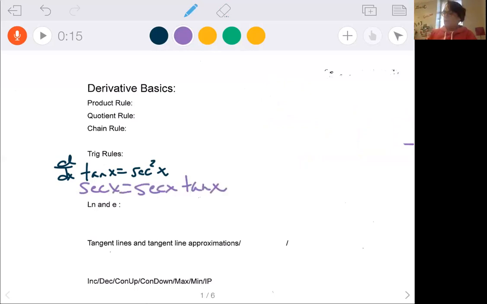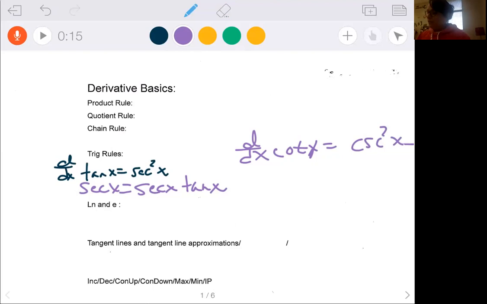Remember the cofunctions we didn't memorize, but they were what you thought they should be, except they had an opposite sign. So the derivative of cotangent, you might say, well, that's going to be cosecant squared. And you'd be almost right. Again, if you went and proved it or derived it using the quotient rule on cotangent, cosine over sine, you'd actually come up with a negative cosecant squared. So it is what you would think it would be.